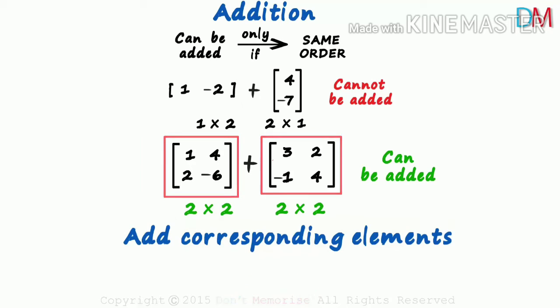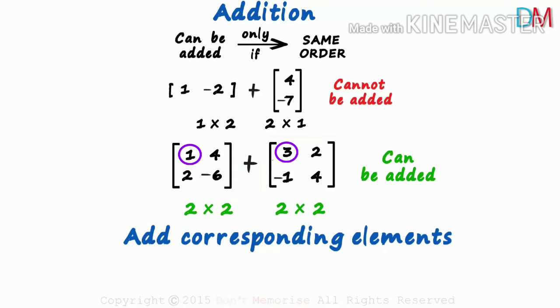In these two matrices, 1 and 3 are corresponding elements. Both are the 1/1th elements. 4 and 2 are corresponding as both are 1/2th elements. 2 and -1 are corresponding and -6 and 4 are corresponding. Let's see how the addition of corresponding elements is done. We will have 1 plus 3 here. This is the 1/1th element of the final matrix we will get.